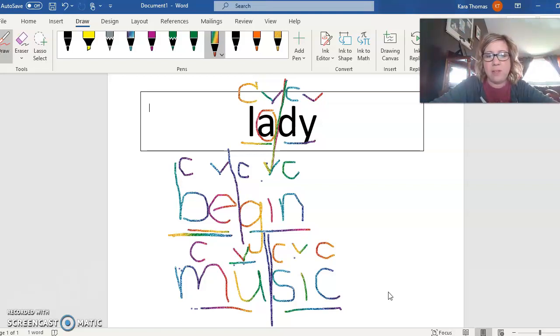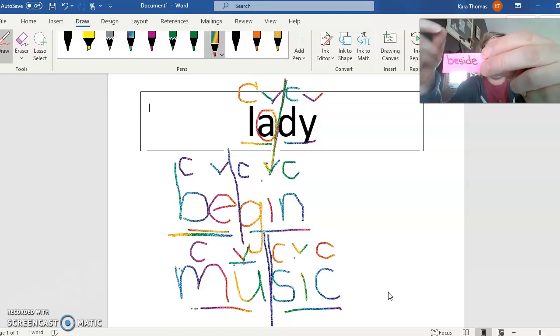I want to take you back. I don't want you to get confused thinking these are compound words, because they're not. For example, we have the word lady. It's a two-syllable word. But we also have the word beside. Now, beside could be a compound word because be is a word and side is a word, but it's not a compound word. It's a word that just happens to have two syllables.